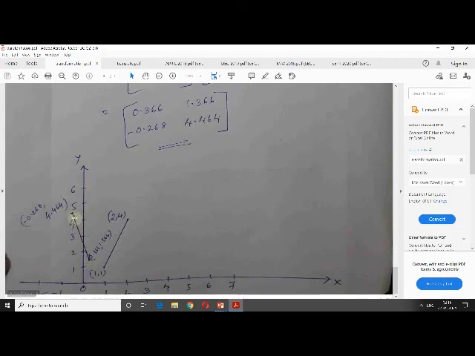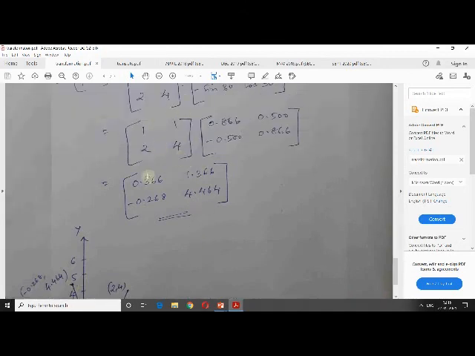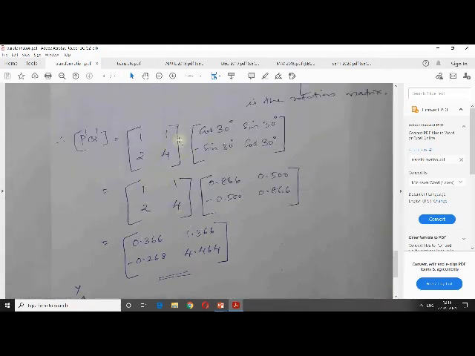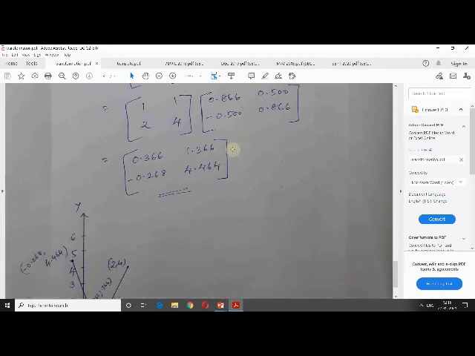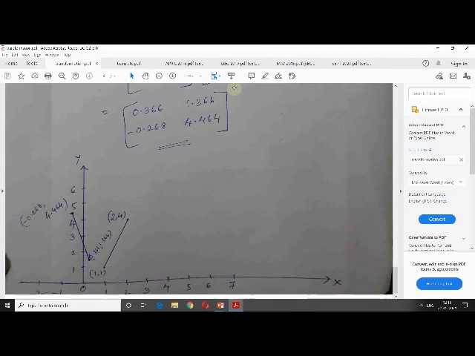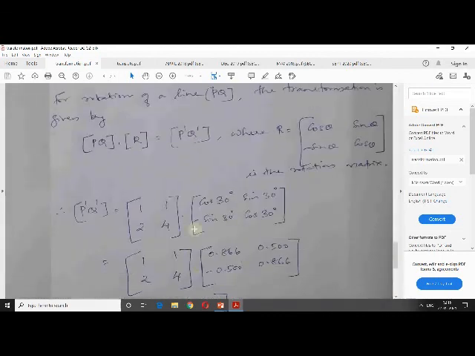So join that. This is the new line. So we have rotated this line through an angle of 30 degrees. So this is the new line, and this is the rotation equation. This equation is the transformation equation. So that is how you rotate the line.